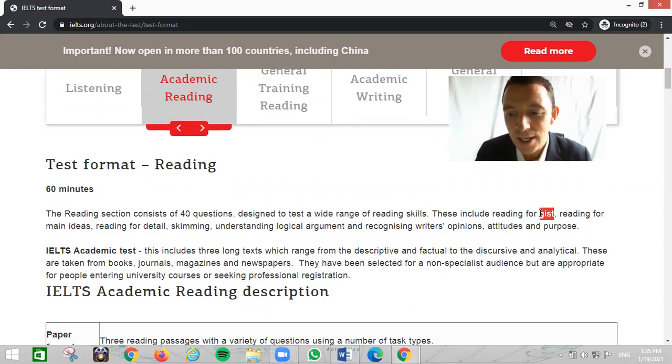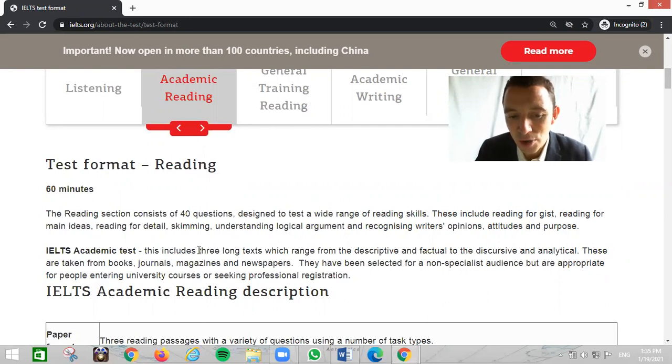Reading for gist. Gist is like the general idea. Reading for main ideas, reading for detail. Skimming is when you read very, very quickly just to get the answer or to get the correct word. Understanding logical argument and recognizing the writer's opinions, attitudes, and purpose. So similar to other English exams in the comprehension, it's difficult because you have many possibilities of different answers, and this is the same. Okay, so it's tricky.